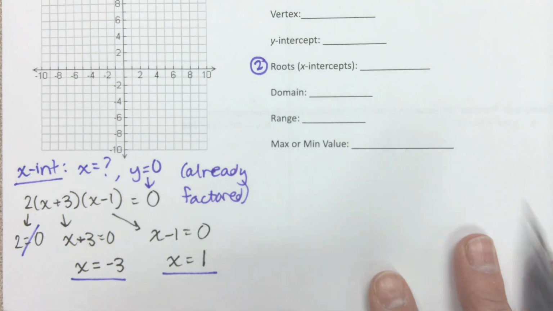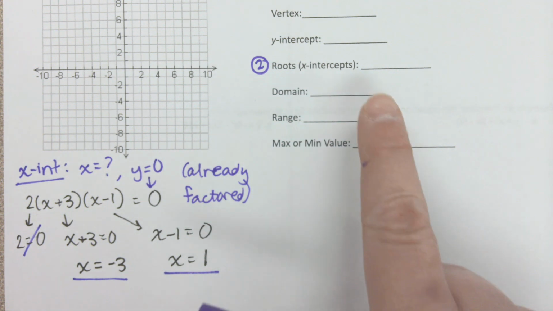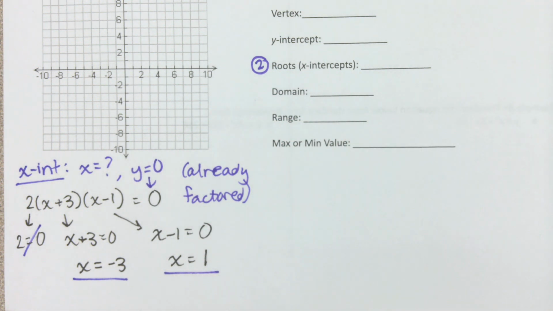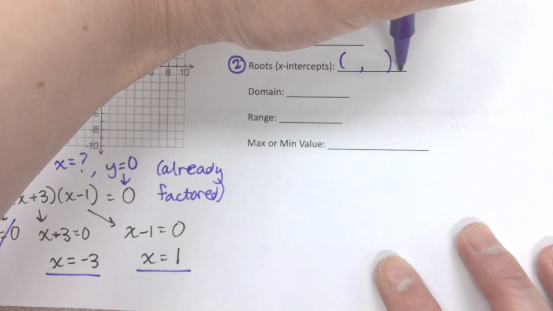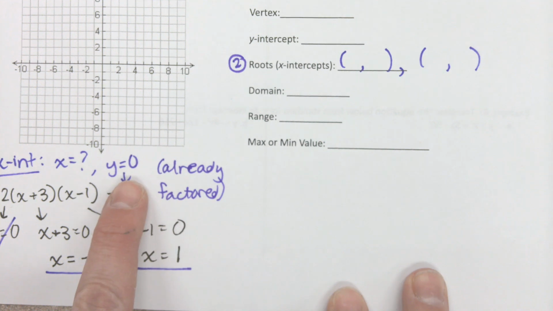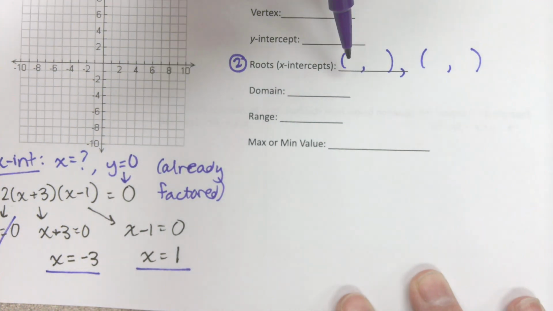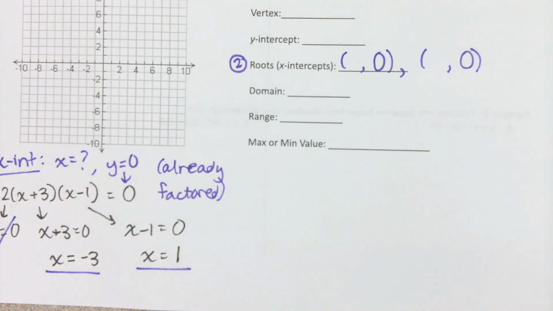When I write these answers down, you have to do it in a specific way. If you don't do it in the specific way, you will lose credit. How do I have to write these in the blank? As points, 2 separate points. If you make a point negative 3 comma 1 or 1 comma negative 3, that is very wrong. 2 separate points. I know that y is 0, so do I put 0 in the front or the back? The back. It's very easy to put it in the wrong spot, and that completely changes your answer.